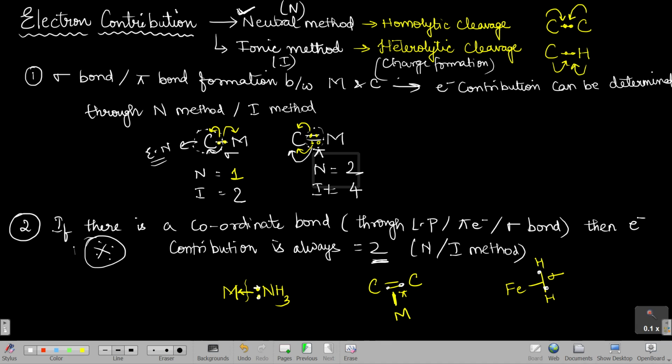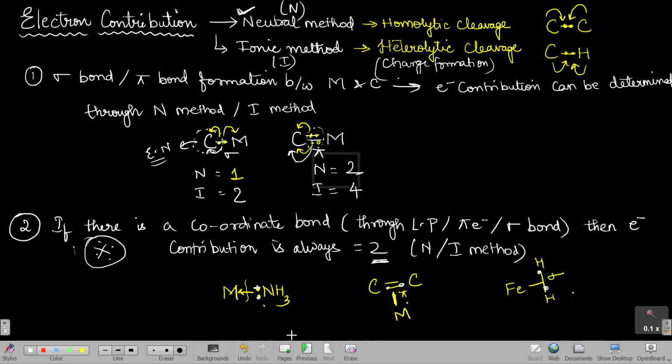So, in those cases you do not break the bond through homolytic or heterolytic cleavage. Whenever there is a coordinate bond such as through lone pair, pi bond or sigma bond, the electron contribution is always going to be 2. So, these are the 2 rules that you need to remember.